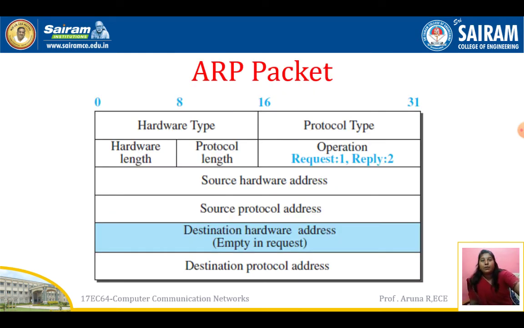ARP also has a format for its packets of information, that is, the data format. The ARP packet format is like this: the hardware type, what hardware type is used; the protocol type used; the length of the hardware; the protocol length; and the operation, whether it is a request or a reply. If it is a request, the field is 1. If it is a reply, the field is 2.